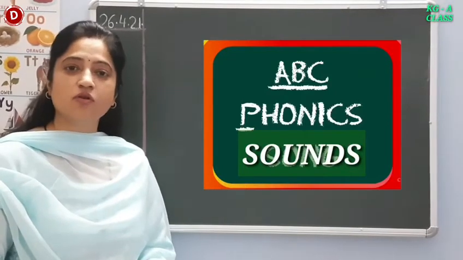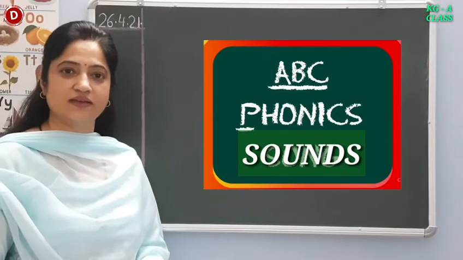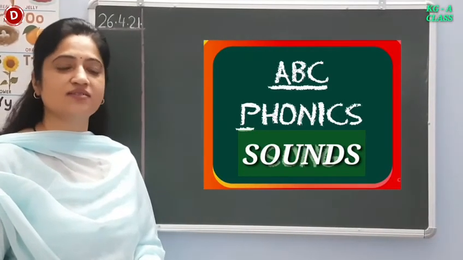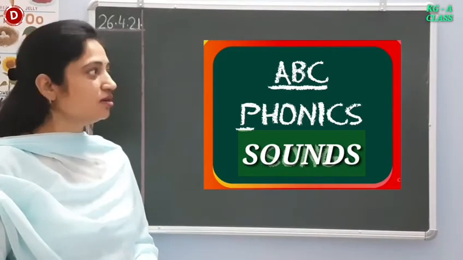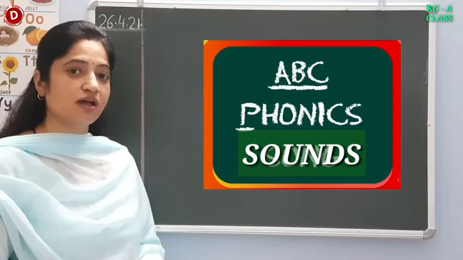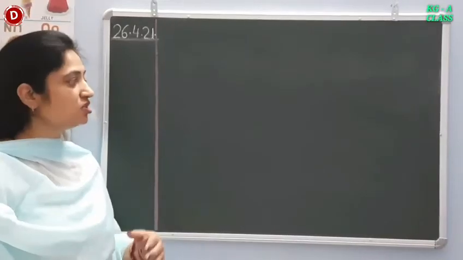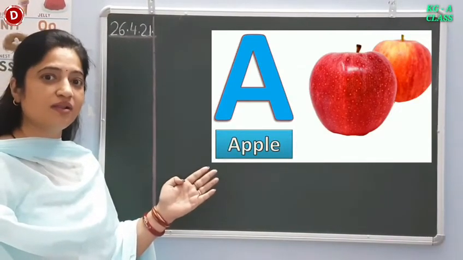Children, today I am going to introduce you to the phonic sounds of letters A to Z. In the English alphabet, every letter has its own unique sound which you are going to learn today. So listen to me carefully and try to speak after me. Alright, let's start. Children, this is A. A says A as in apple.